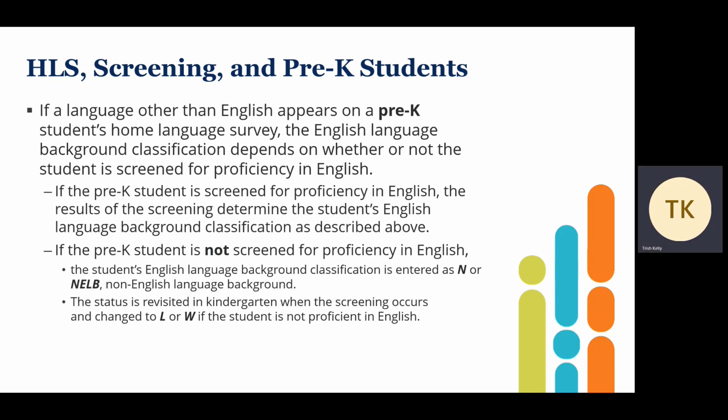Home language survey screening and the like for pre-K students. If a language other than English appears on a pre-K student's home language survey, the English language background classification depends on whether or not the student is screened for proficiency in English. If the pre-K student is screened for proficiency in English, the result of the screening determines the student's English language background classification, just as described above. However, if the pre-K student is not screened for proficiency in English, the student's English language background classification is entered as N or NELB, non-English language background. The status is revisited in kindergarten when the screening occurs, and changed to L or W if the student is found not to be proficient in English.